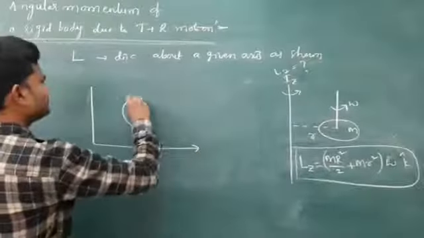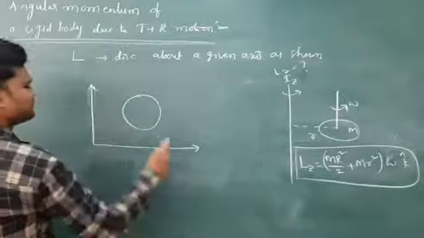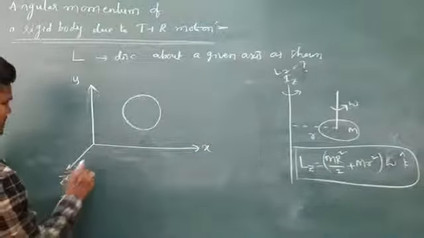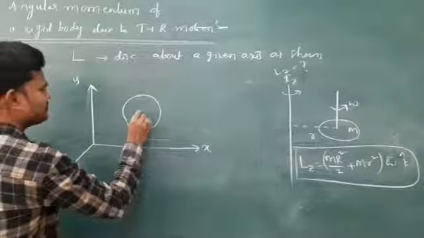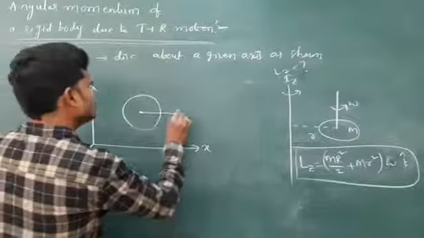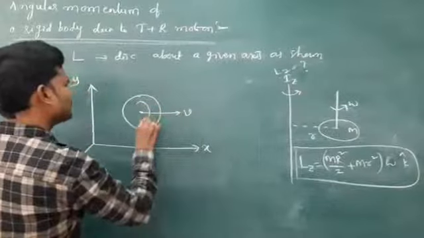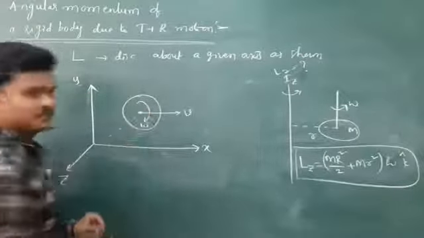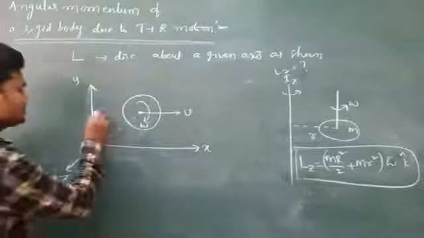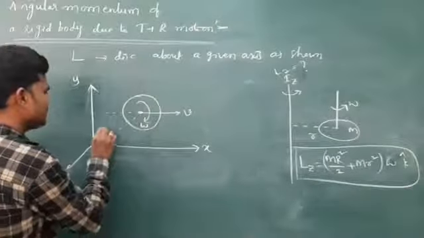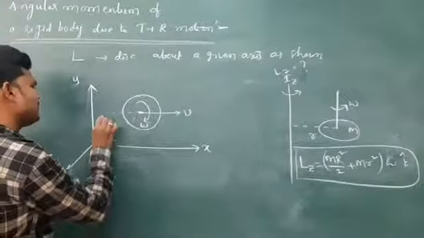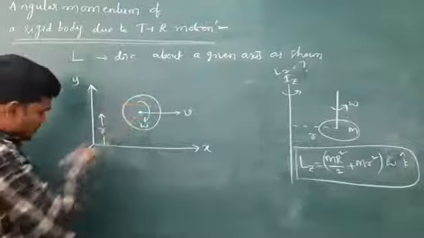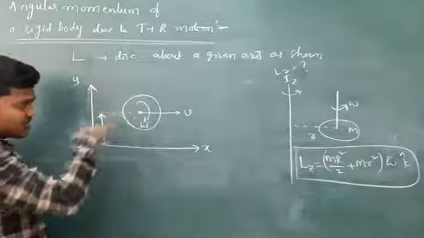Now the circular disk, see this is the x-axis, this is the y-axis and this is the z-axis. The disk is moving in this manner and of course it is rotating with angular speed omega about the z-axis. Let us suppose this distance is r from the origin about the z-axis. Now the disk is rotating around the z-axis in clockwise direction.